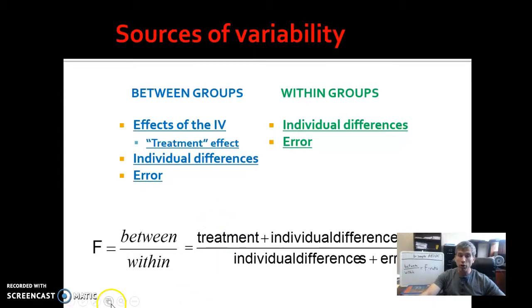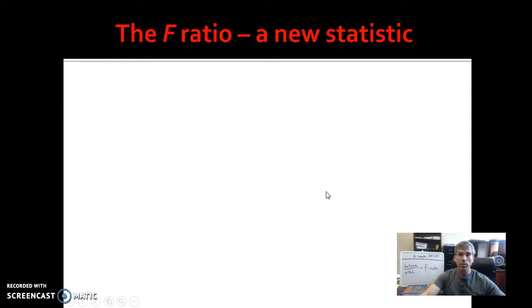The more influential the treatment is, the more top-heavy you'd expect this formula to get, because it's only going to affect the numerator. The denominator will be unaffected, and you'll get a bigger F ratio. The less influential the treatment effect is, the more even you would expect numerator and denominator to become, because again, treatment's not doing much at all. Well, now you have individual differences in error divided by individual differences in error. You'd expect that to be pretty close to 1. So that gets combined into this F ratio.